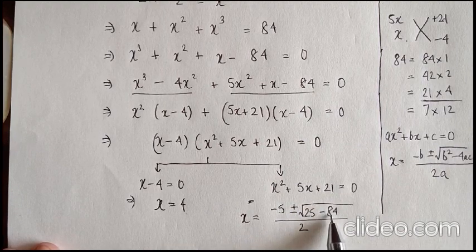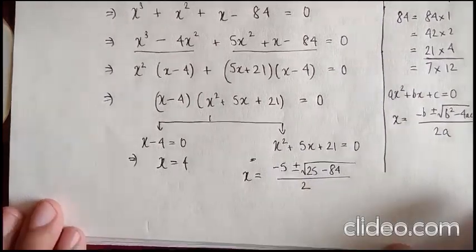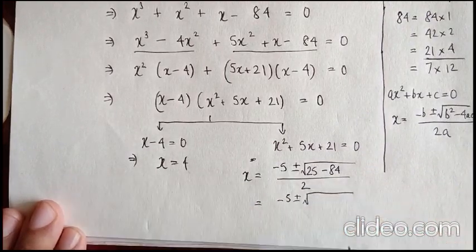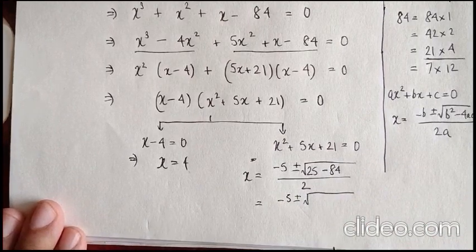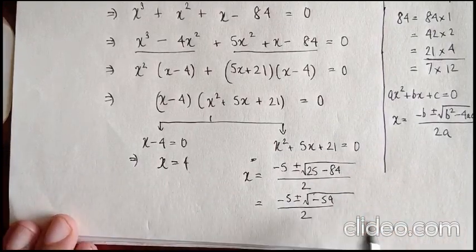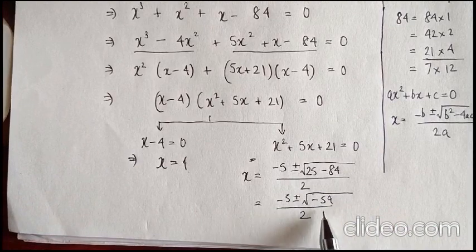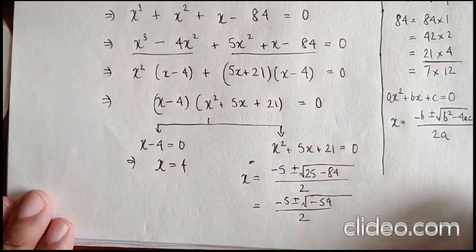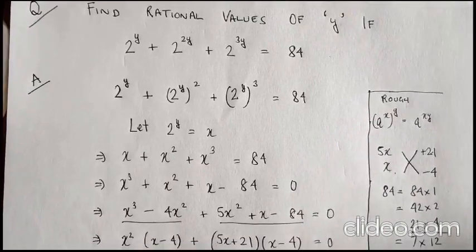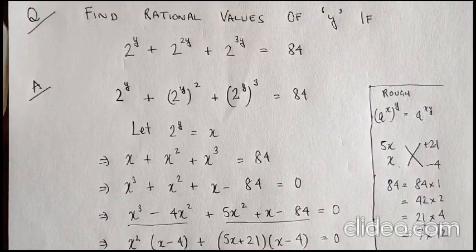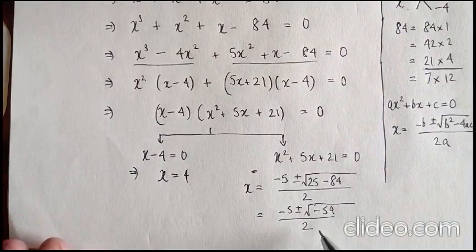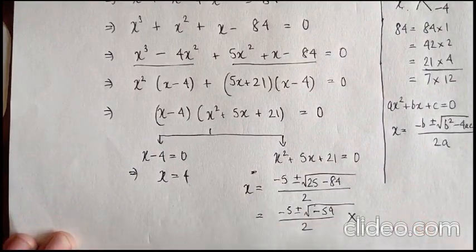Now 25 minus 84 is a negative number. So x is equal to minus 5 plus minus root over, this comes to how much? Minus 59 by 2. So minus 59 is a negative number. Root of a negative number is irrational. But we have been asked to find only the rational values of x, right? Rational values of y, I'm sorry. So this is an irrational number which will give us y as an irrational number. So this we will have to cross.